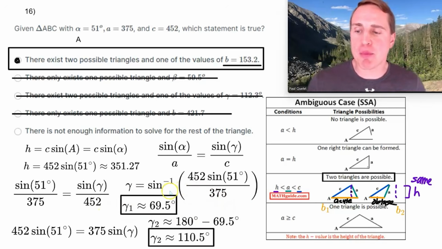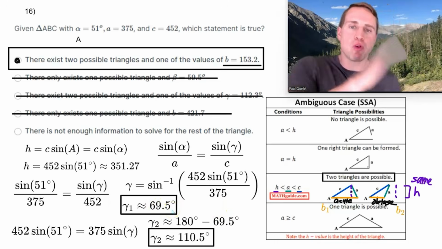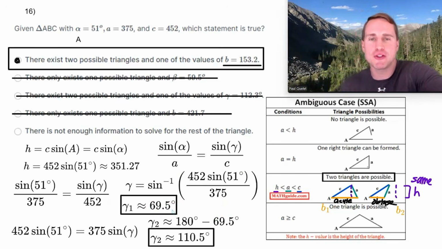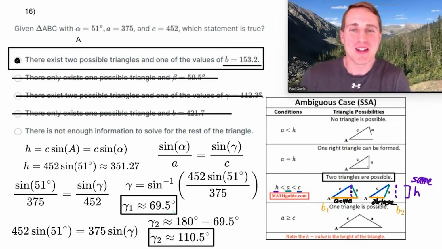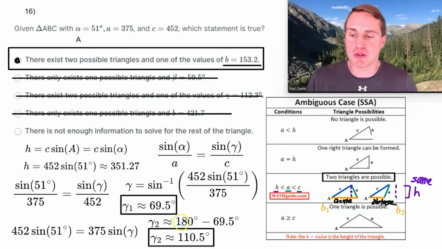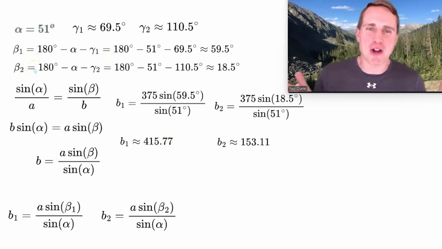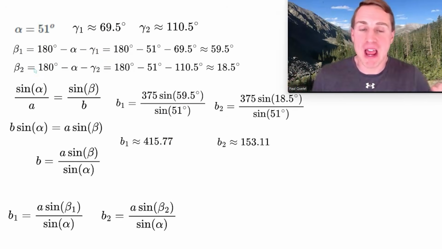That's because at this step, when we take the inverse sine of this positive ratio, 69.5 degrees is the reference angle in quadrant 1, but it's also the reference angle in quadrant 2. Sine has two positive values, so we get ambiguity there. We're going to get two possible triangles, two possible values for gamma 1, gamma 2. From gamma 1, gamma 2, we can find beta 1, beta 2, just by subtracting from 180 degrees. The sum of the interior angles of any triangle should add up to 180 degrees.